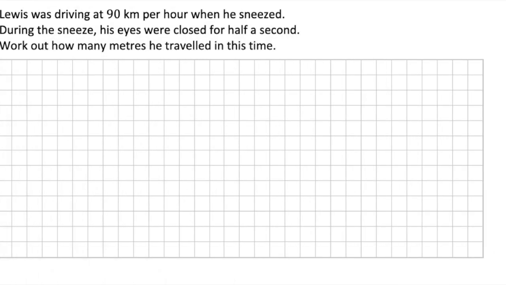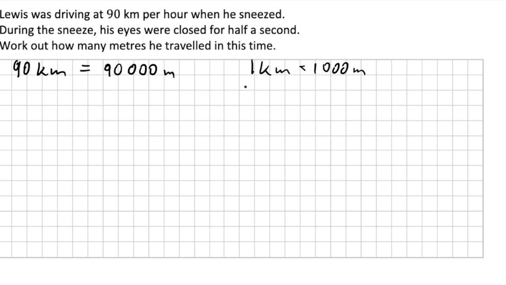The next question is asking us to find out how many meters Lewis traveled during the time his eyes were closed. So we know that he's traveling at 90 kilometers per hour. We need to convert 90 kilometers per hour into meters per second first. So we know that 90 kilometers is equal to 90,000 meters, because 1 kilometer equals 1,000 meters.